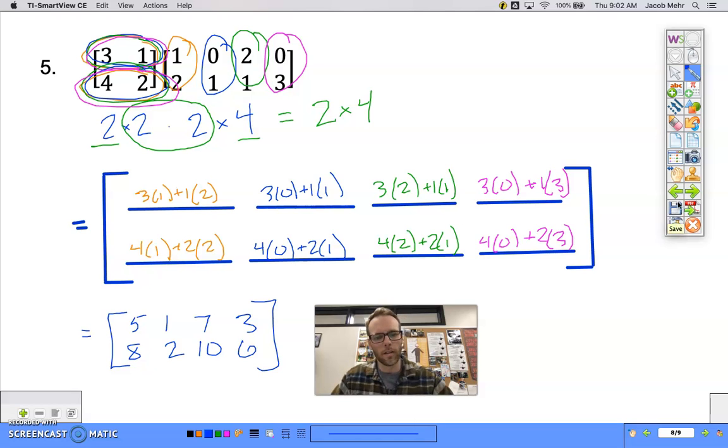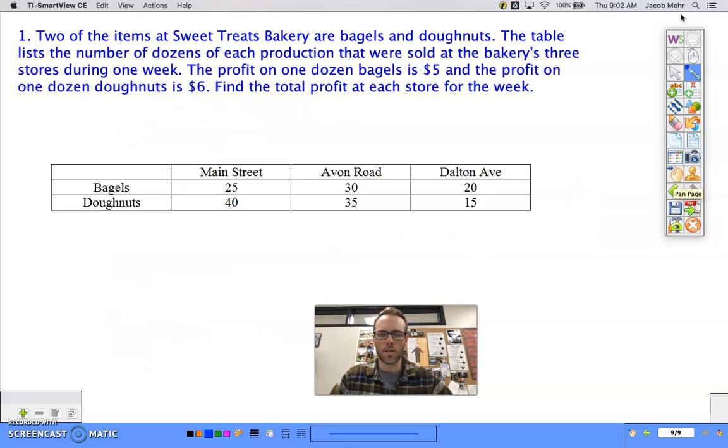All right, let's look at one little application here. This is not systems related. That's going to be coming in our next video. But let's just look at how matrices can be used for other purposes other than systems. So let's say two of the items at Sweet Treats Bakeries would be bagels and donuts.